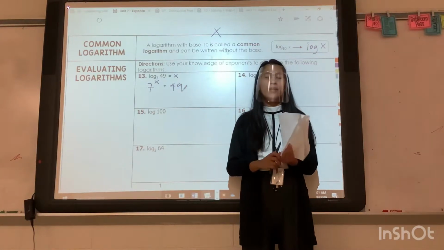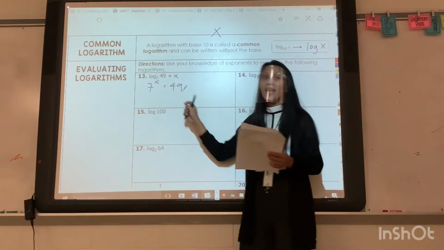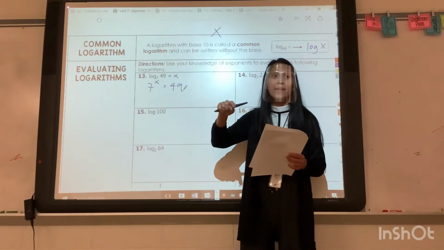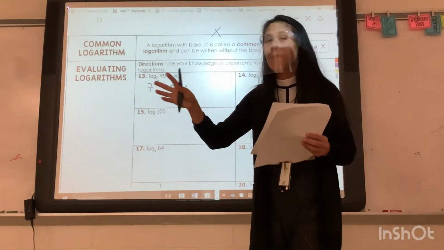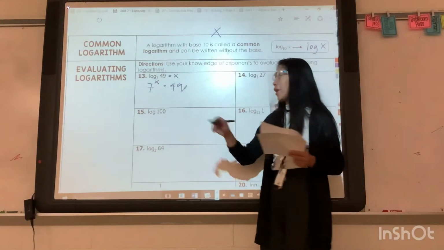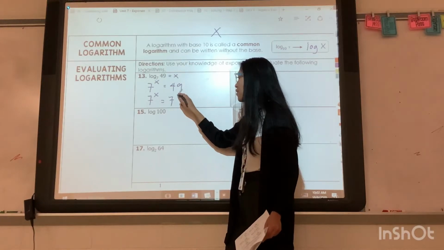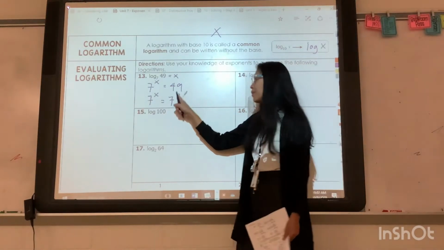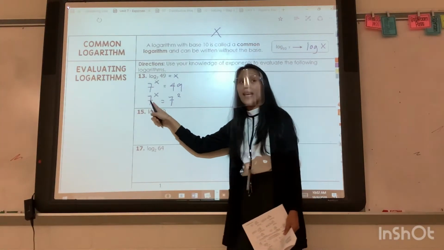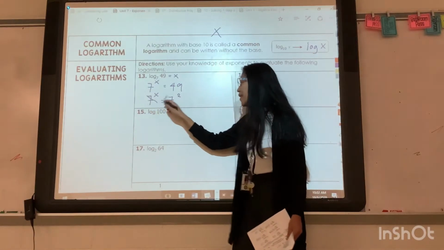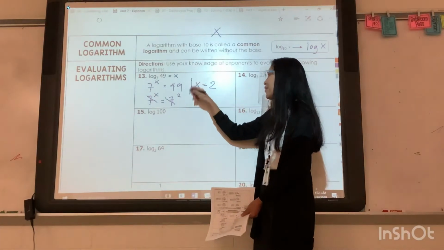Going back to the previous lesson, how can we make our base the same? How can you relate 49 with 7? 7 to the second power. So it will be 7 raised to x is equal to 7 squared. Again, we got this from 49: 7 times 7 is 49. Since we have the same base, can we cancel, Jesse? What is now the value of your x? 2. That's it. So the value of your x is 2.